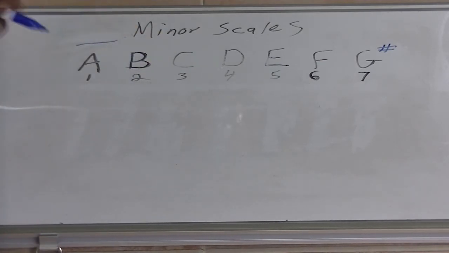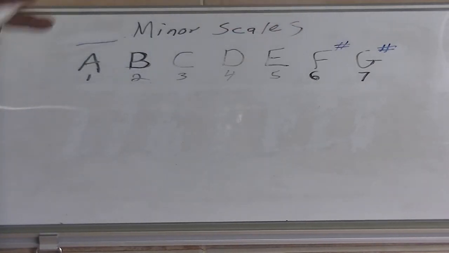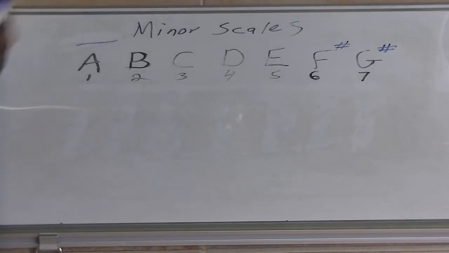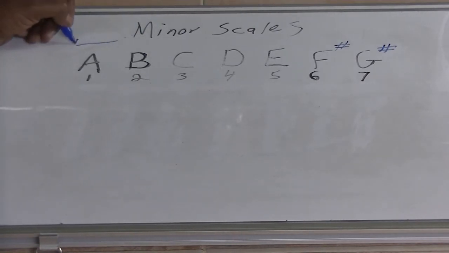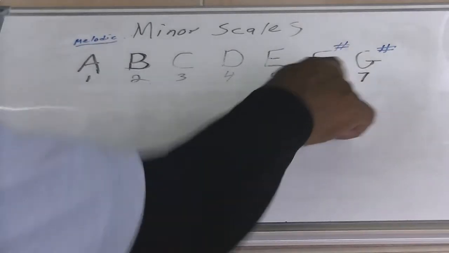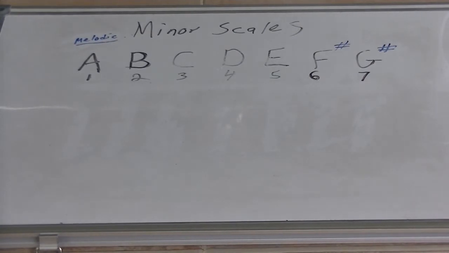However, with the melodic minor scale, we're also going to raise the 6. So now our F becomes F sharp. So we've changed 2 of the notes of the natural minor scale. So this gives us the melodic minor scale. The harmonic minor scale has the raised 7th. The melodic minor scale has the raised 6th and 7th. Now we have changed another note in the scale.